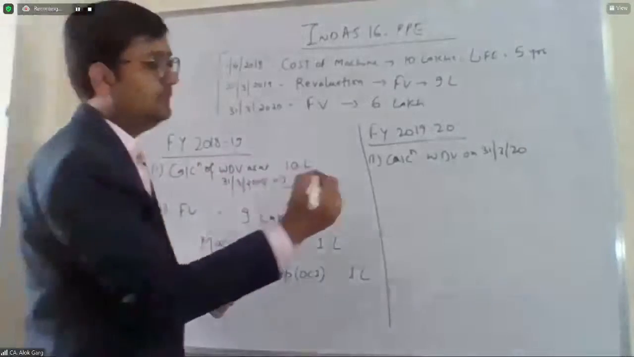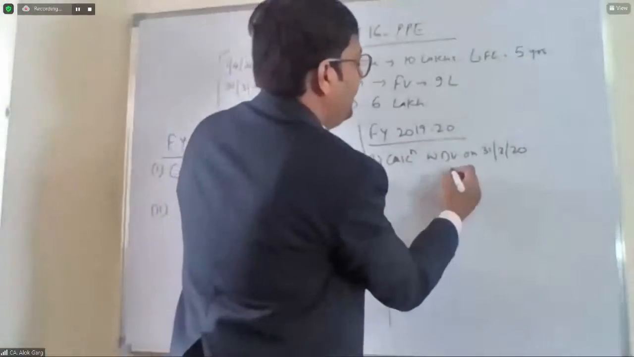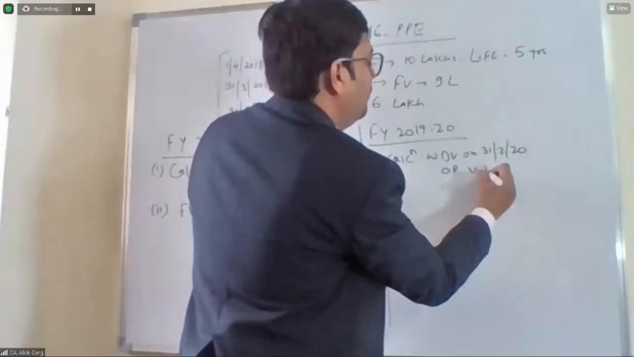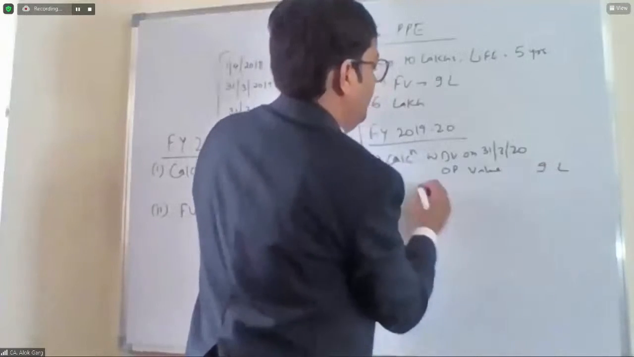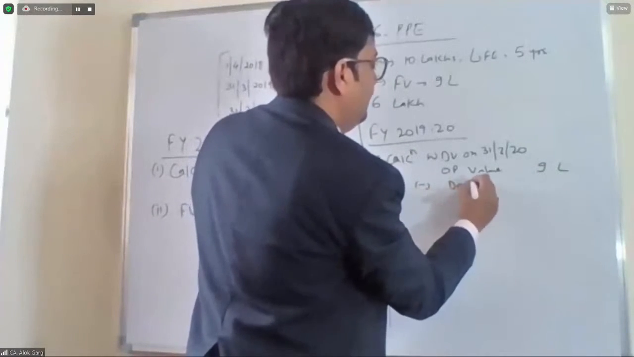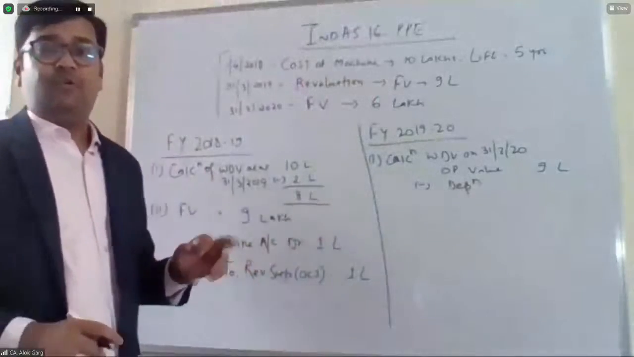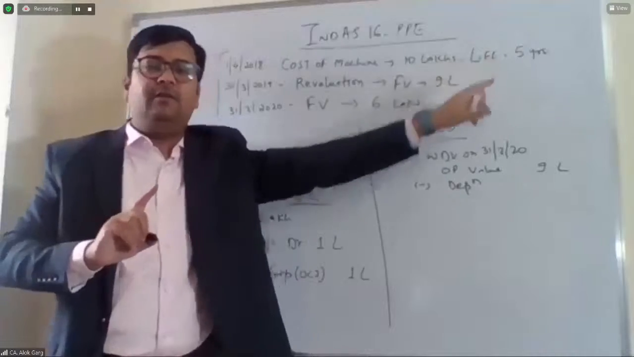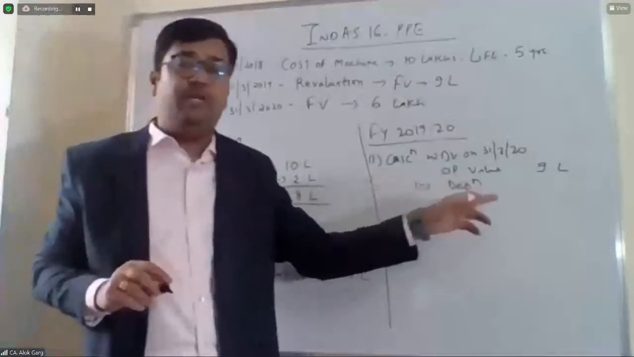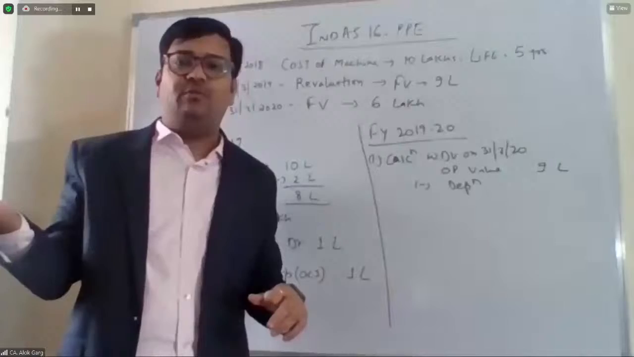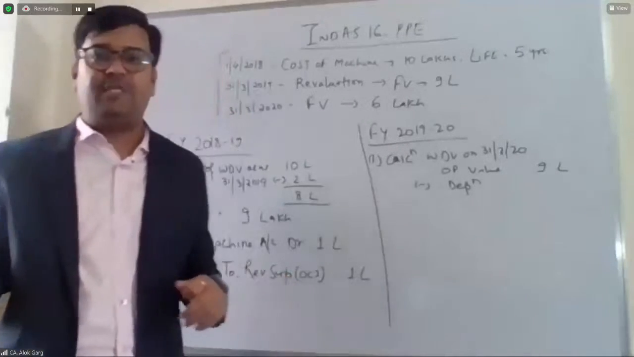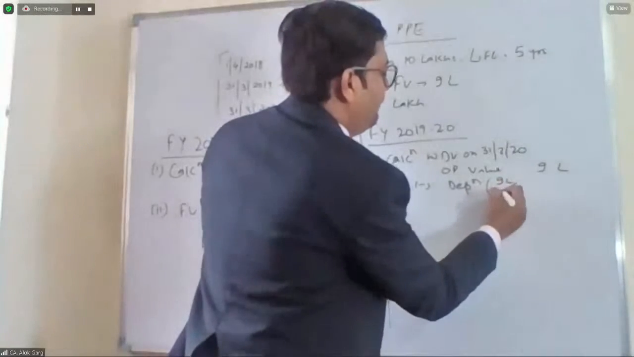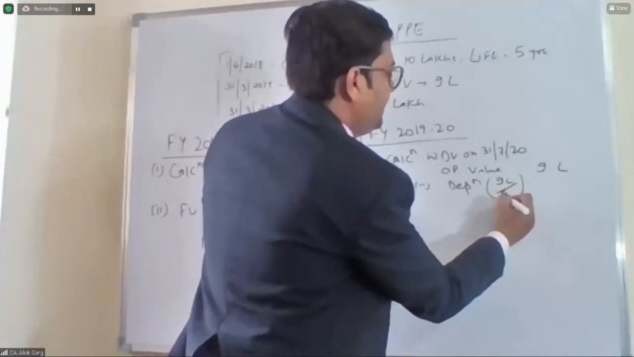So here the opening value was 9 lakh. Now what is the depreciation? The total life was 5 years. 1 year has already been completed, and the opening value is 9 lakh. So this 9 lakh has to be depreciated over the remaining life, which is 4 years. So 9 lakh divided by 4. What is the depreciation?